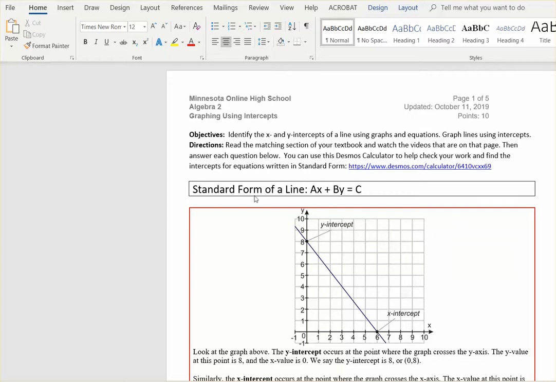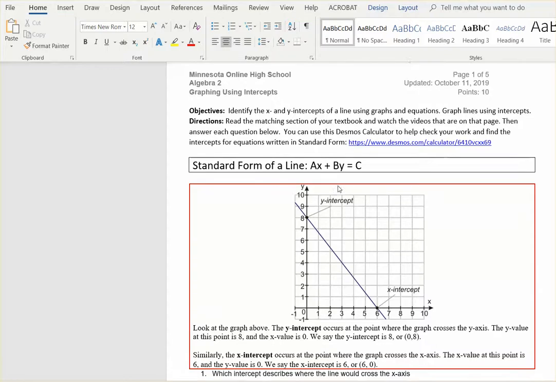First thing up is standard form of a line. In the last lesson, we used slope-intercept form of a line. This is standard form. It'll look like ax plus by equals c. Of course, any of the coefficients a, b, or c could be negative, so that would change the signs.